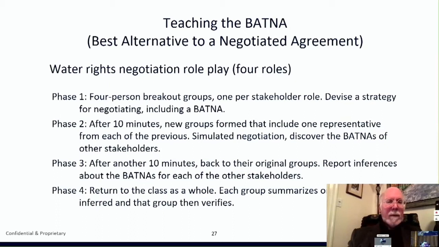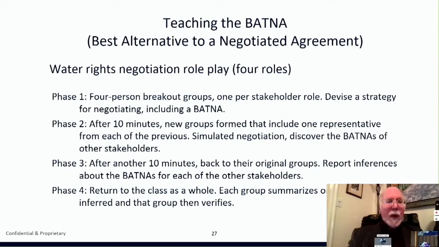So there are four phases. First phase, there are small groups that have four students in each. Each group represents a single stakeholder role. So there's one group just for the farmers, another group just for the environmentalists, and so forth. In each group, they know about the other three, and they know they're going to have to negotiate soon. And they devise a strategy for negotiating, including a BATNA.